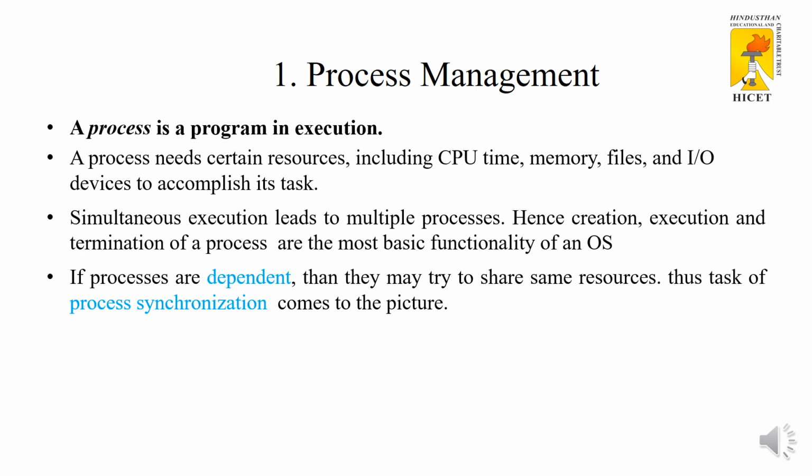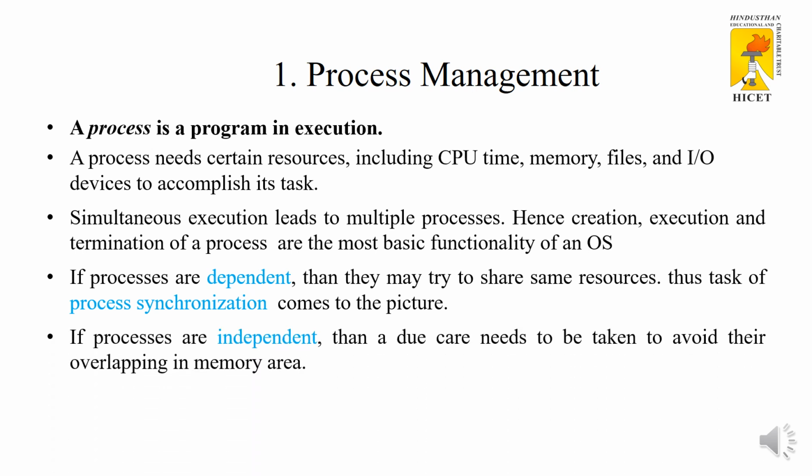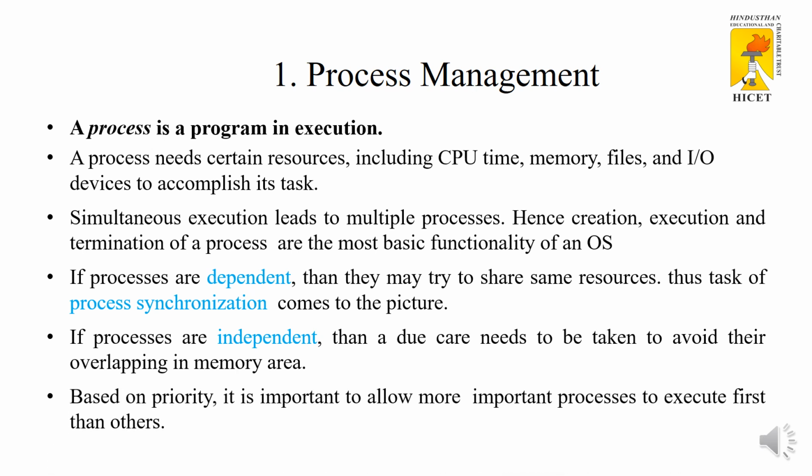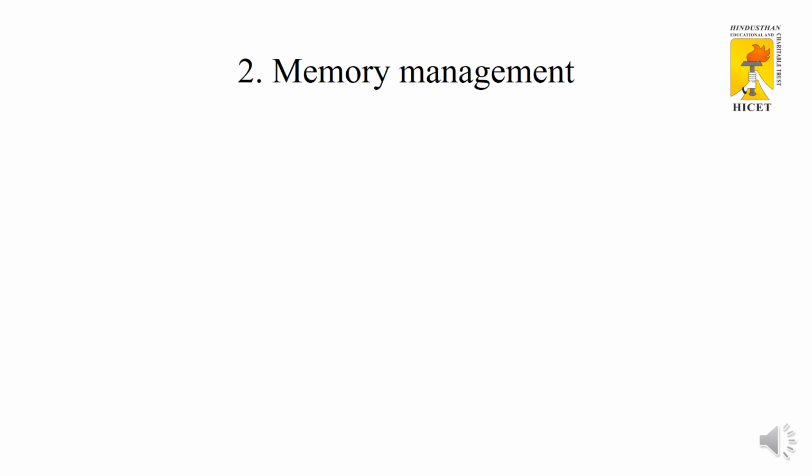If the processes are dependent and try to share the same resources, process synchronization is needed. If the processes are independent, care needs to be taken to avoid their overlapping in memory area. Then, based on priority, the important process is allowed to execute first in the central processor, followed by the other processes.